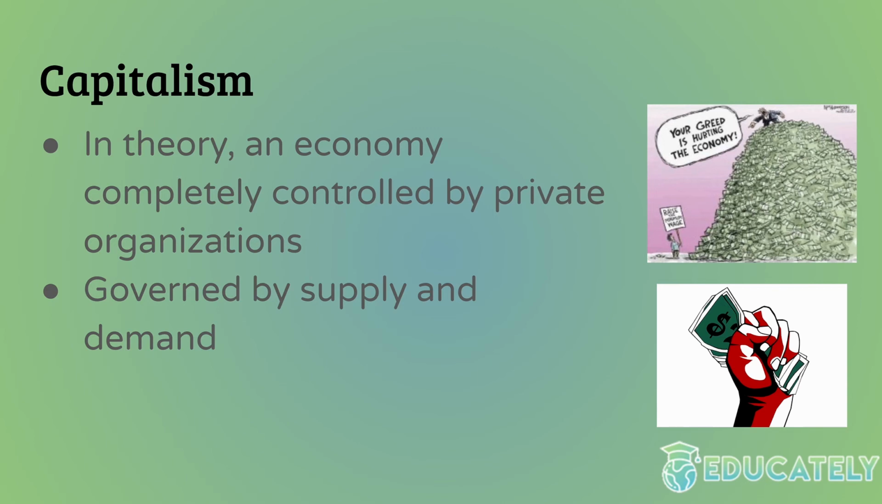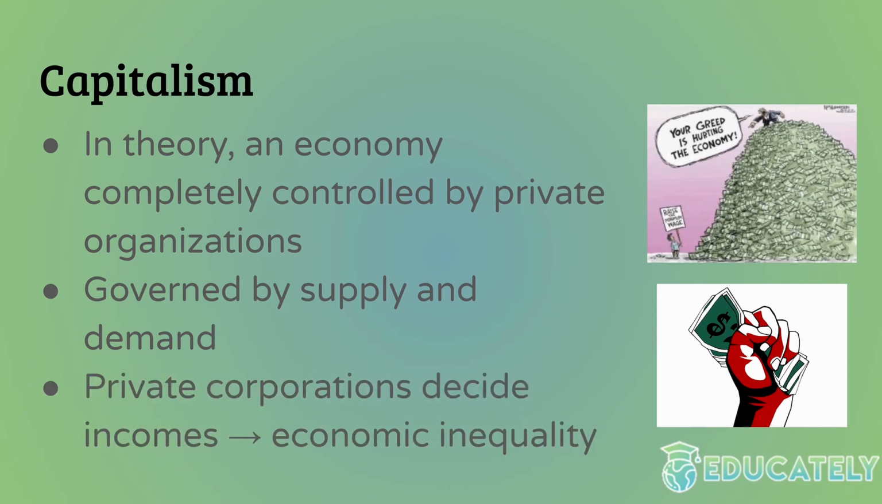It's governed by supply and demand. So basically, the things that cost more and the things that are produced depend on how many people want them and how much people are willing to pay for them. Basically, the private corporations in this case decide the incomes that their workers get, and that usually leads to economic inequality.